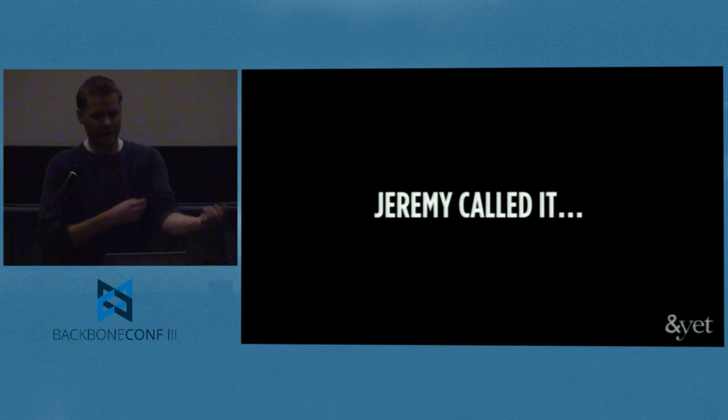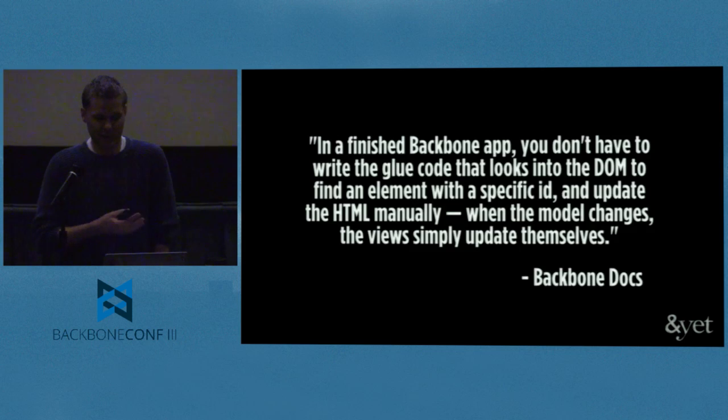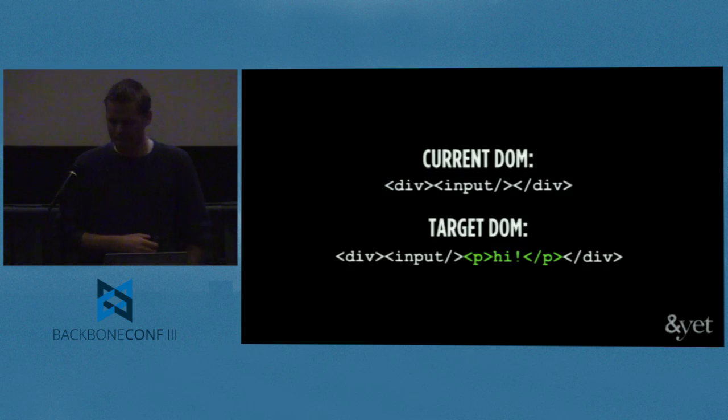And I think Jeremy called it. In a finished Backbone app, if you take the recommended approach, you don't have to write the glue code that looks into the DOM, finds an element with specific IDs, and updates it manually. When the model changes, you just redraw the thing. The views update themselves, right? Ideally, we'd just be able to redraw. Now, we always know that that's not necessarily always the right solution, right?